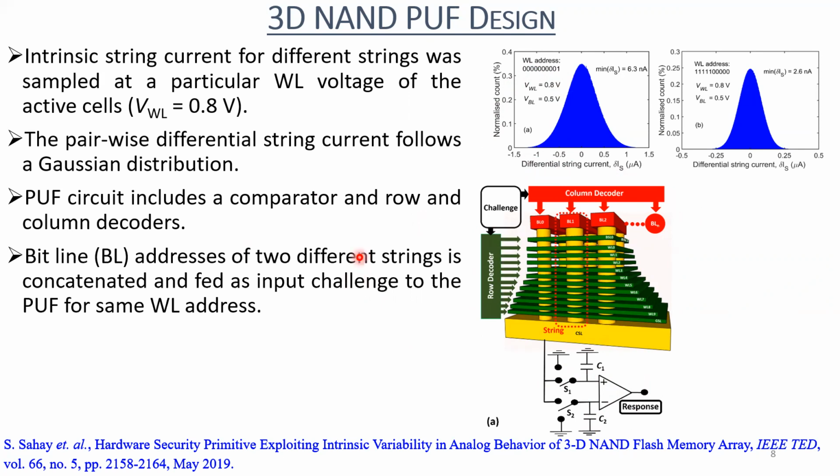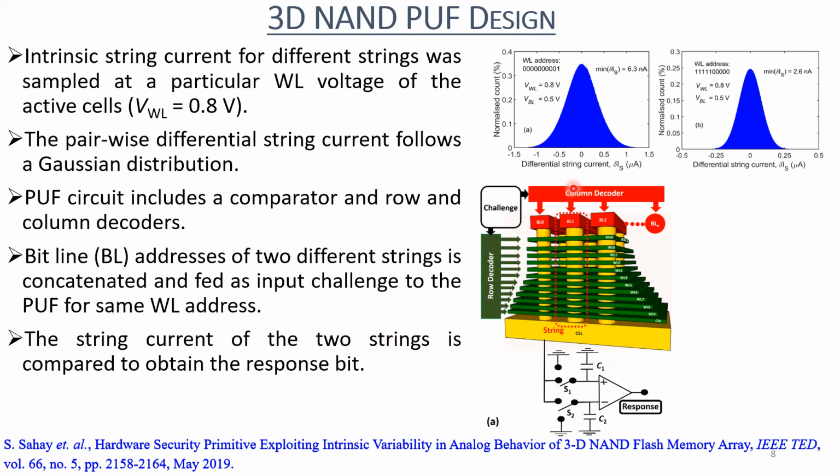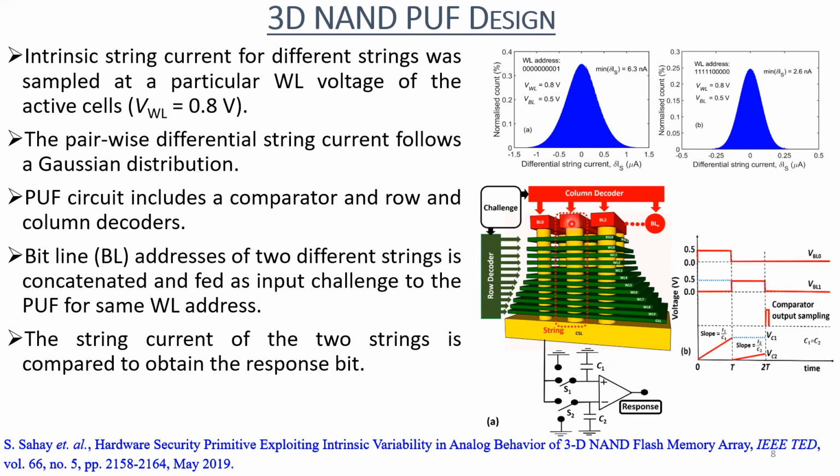As I told, the bitline addresses of the two strings would be concatenated and fed as the input challenge for the same word line address, and then you get response bits. However, here, since the source line is common, you cannot do it in a single cycle. That is why I added a capacitor. In the first cycle, you first turn on this BL0, let's say. So you turn on this VBL0 first. You sample its current in this capacitor C1. The voltage across this capacitor changes and reaches this value, which is VC1.